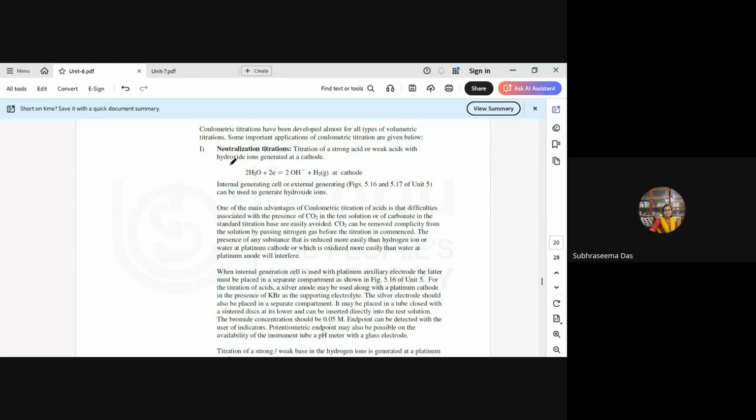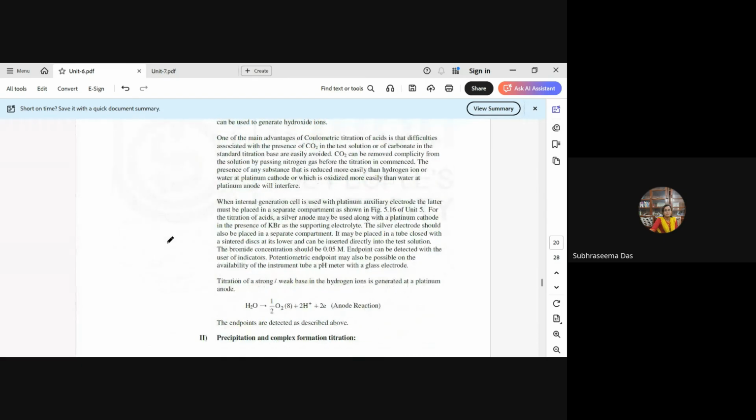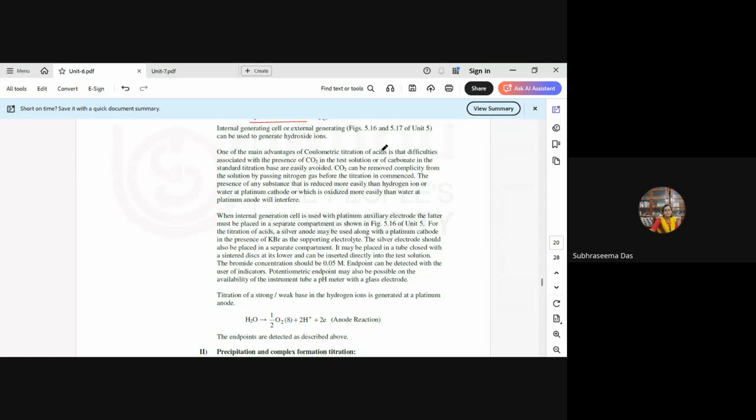Some of the important coulometric titrations are, first, the neutralization reaction. That is the titration of a strong acid or a weak acid with hydroxide ions. Here 2H2O plus 2e- forms 2OH-. One of the main advantages of coulometric titration of acids is that the difficulties associated with the presence of CO2 gas in the test solution or of carbonate in the standard titration base are easily avoided.